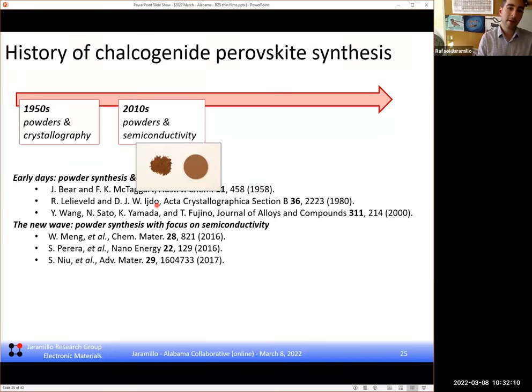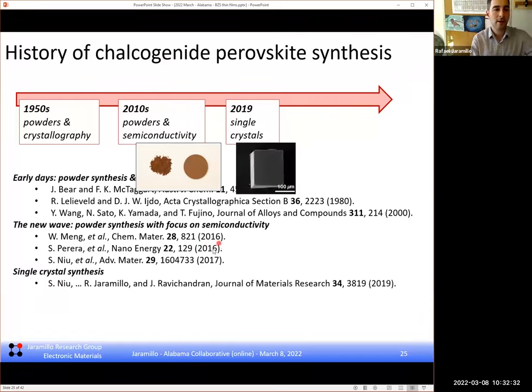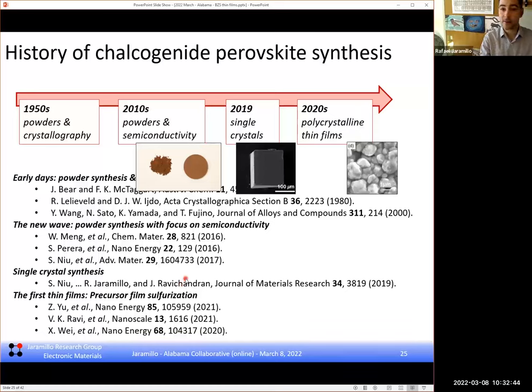But it wasn't until about 10 years ago that anyone started to think about these as semiconductors. Not just minerals, but what are the semiconducting properties here? And so you get a wave of revisiting these powder syntheses with a focus on semiconductivity and band gap. So what comes next is my friend and collaborator, Jay Ravichandran, developed a single crystal growth, which was essential for a lot of the measurements that I presented in the last 20 minutes. But of course, thin films have to come next, right? If you're going to make devices.